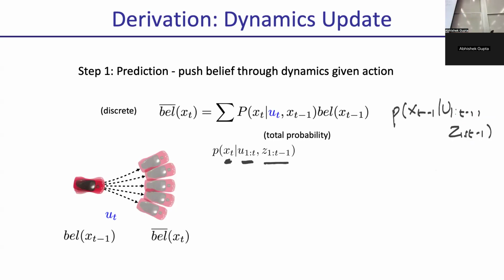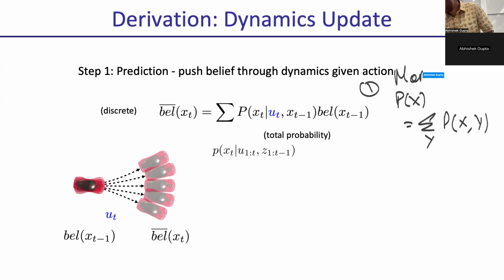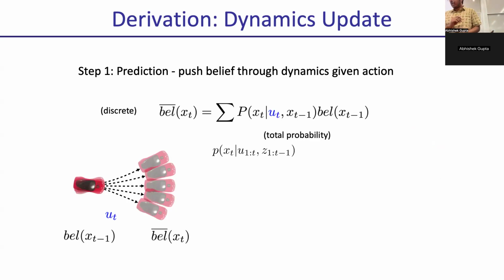If I want to connect these, let's remember some axioms of probability. The first is that if I ever want p of x, I can write it as a sum over y of p of x, y. We're going to call this marginalization. And the second is the Markov property. Those are the only two things we're going to use, and we're going to derive it with these two things. Alrighty, help me work it out.